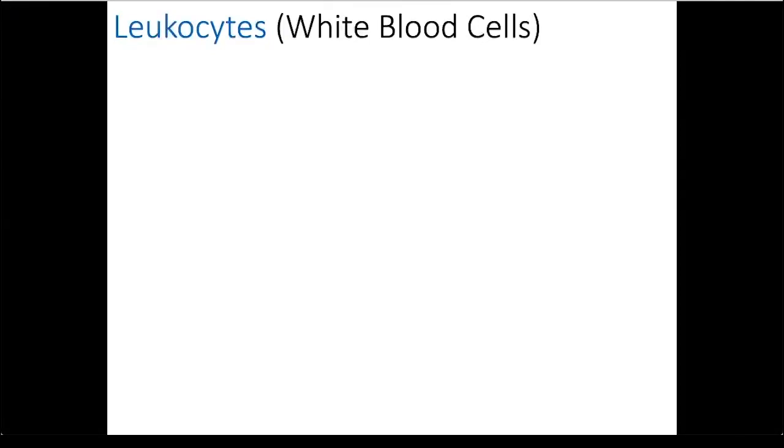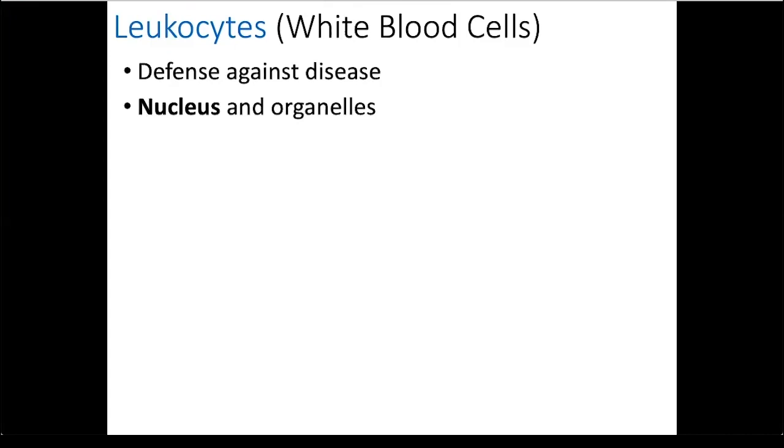Now let's look at leukocytes or white blood cells. There are many different types of leukocytes, and they will be used to protect you against pathogens, abnormal cells, such as cancer, or foreign cells. Leukocytes will have a nucleus as well as your organelles.